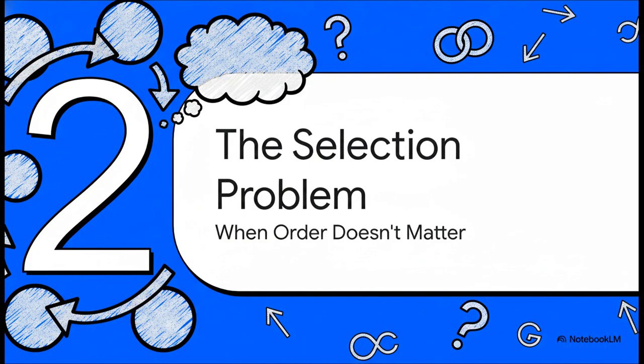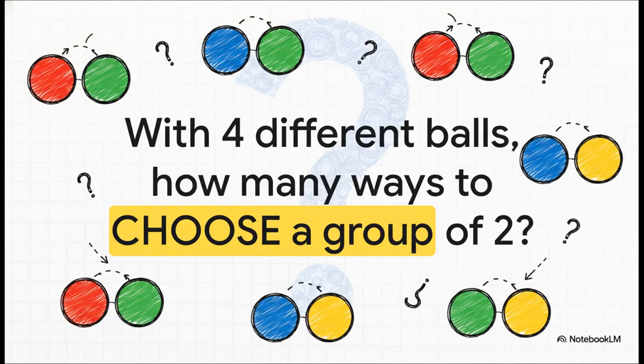Okay, so I think we've got a pretty good grip on permutations, where order matters. But now, I want you to forget about that for a second. We're going to flip this whole thing on its head and ask a completely different kind of question. So, no more letters.